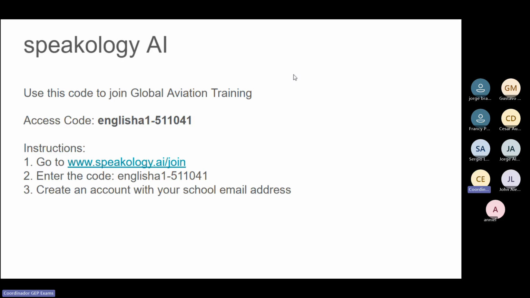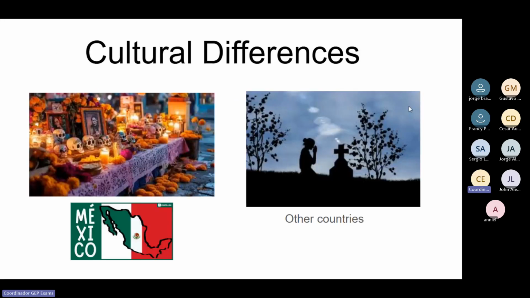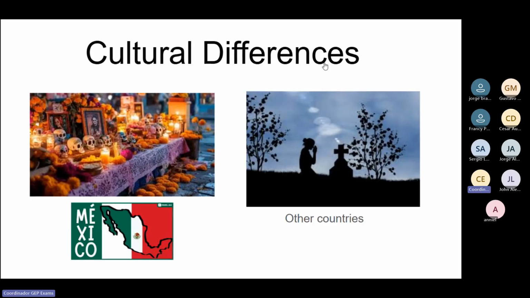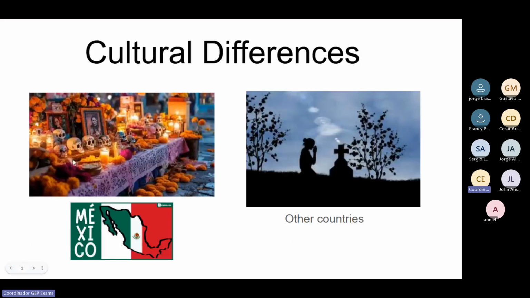Okay, so now let's start with the class. Let's talk about cultural differences. So let's ask John: for you, what is the cultural difference, for example, between this celebration from Mexico and how other countries understand death?